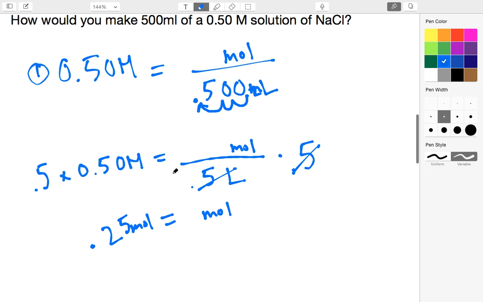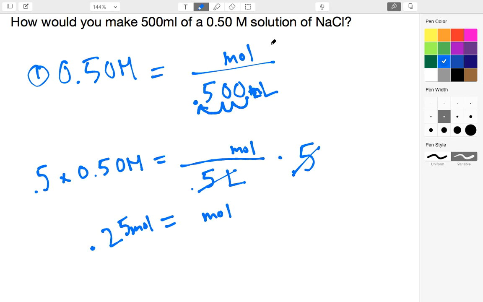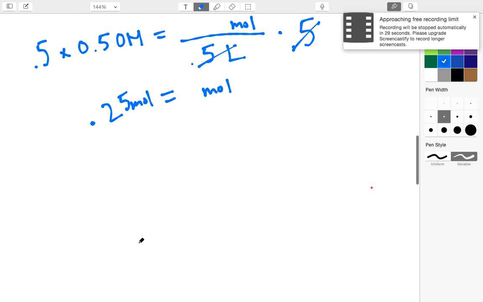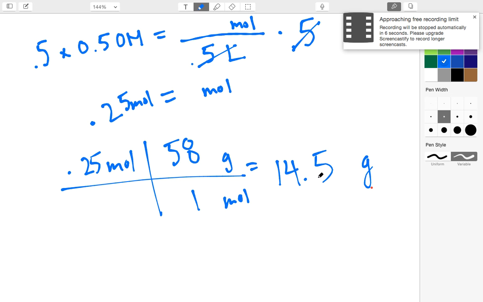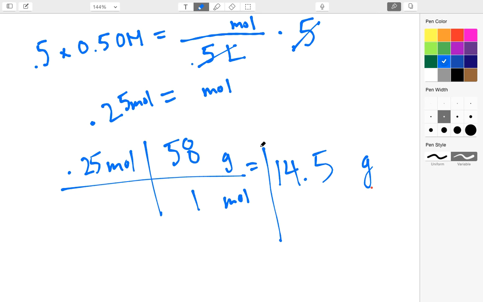Now that I know how many moles I need, I can figure out how many grams of NaCl I need to weigh out. All right, so here, 0.25 moles, getting rid of moles, looking for grams. 58 is the molar mass of NaCl. I multiply these two, I should get 14.5 grams. So my final answer would be to weigh out 14.5 grams and then add water up to 500 milliliters.